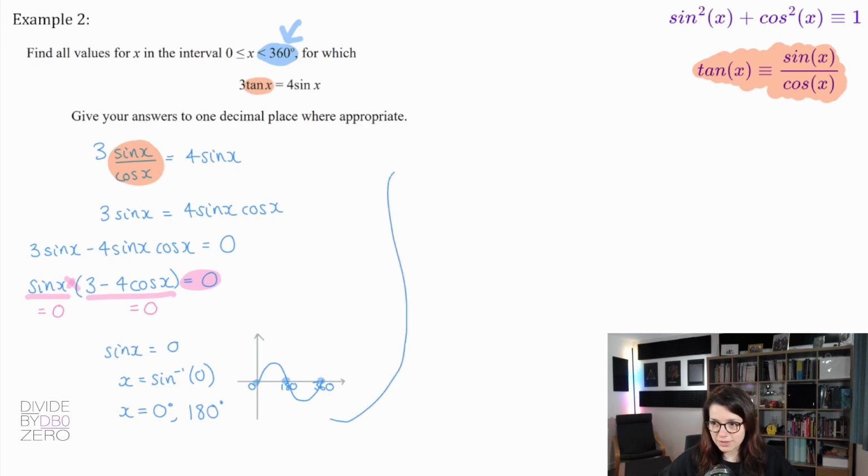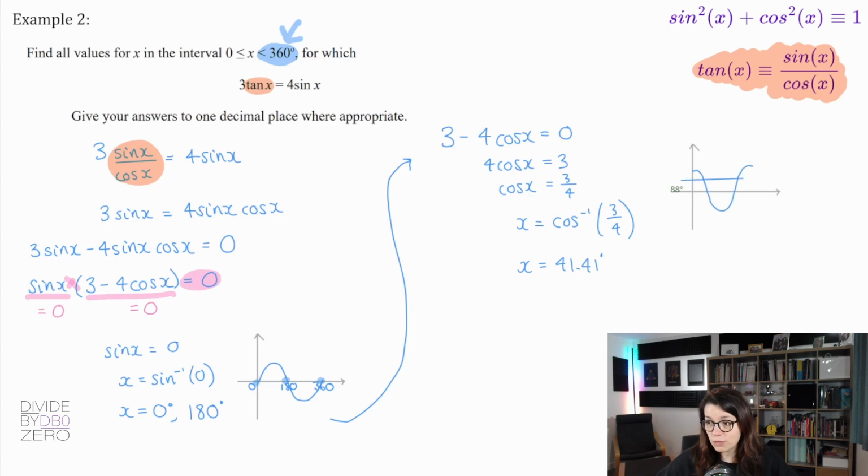The other equation to solve was 3 minus 4 cos x equals 0. When you rearrange that, you get 4 cos x equals 3. So cos x is 3 over 4. Therefore, x is inverse cos 3 over 4. When you put this in the calculator, you get 41.41 for the first answer. And we use a sketch to find the rest.